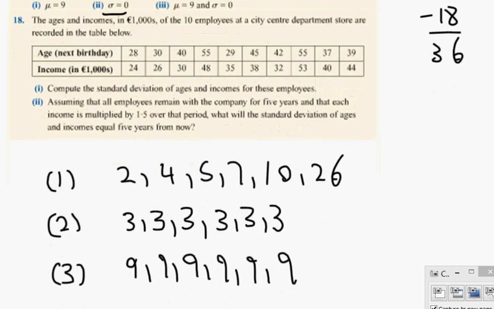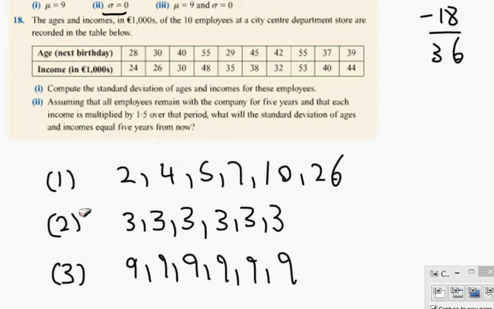The next one, number 18: the ages and incomes in thousands of the 10 employees at a city department store are recorded in the table below. Compute the standard deviation of age and incomes for these employees. Assuming all employees remain in the company for 5 years and that each income is multiplied by 1.5 over that period, what will the standard deviation of the ages and incomes be 5 years from now?